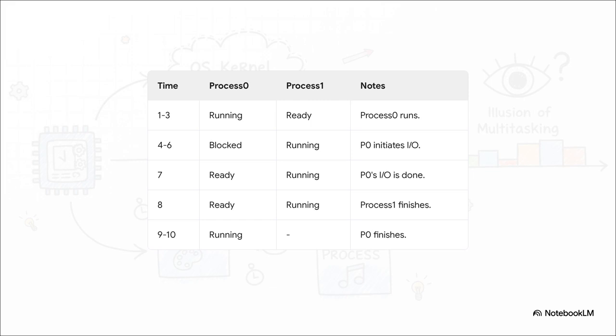Just follow the table. At the start, process 0 is running along, but at time 3, it needs to read from the disk, so it becomes blocked. The OS is smart though. It doesn't waste a single moment. It immediately switches to process 1, which now gets to run.